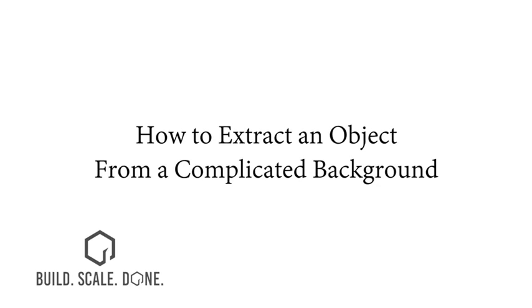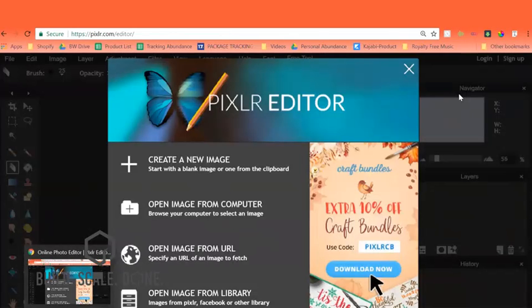In this video, I'm going to show you how to extract an object out of a complicated background. Some product images, let's say a watch, have a simple white background. Then it's very easy to just delete the background and move on and change your background however you like.